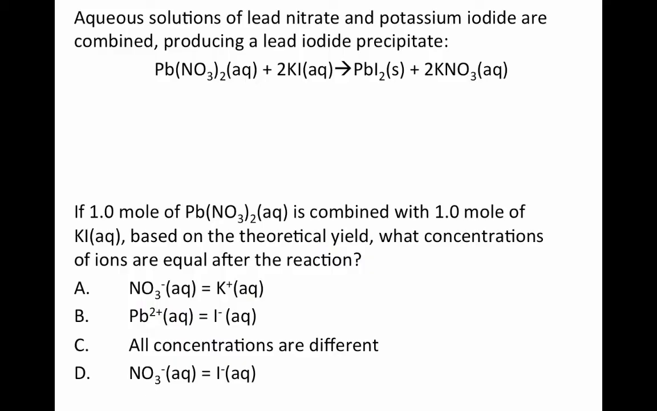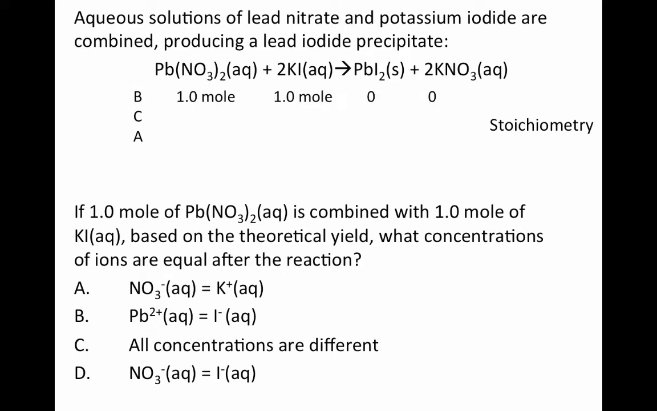Here's the first question. We're combining aqueous solutions of lead nitrate and potassium iodide, a precipitate forms, and we have KNO3 left over in solution. 1 mole of each of the reactants is being combined, and we're asked what's left after the reaction. If we want to keep track of things, since this is a stoichiometry problem, I would use a BCA table. We have the initial amounts of both of the reactants.